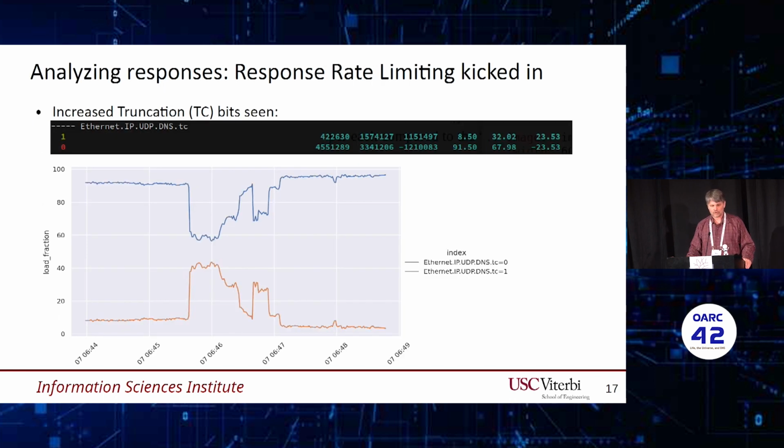I also looked at the truncation bit. Not surprisingly, the truncation bit kicks in because we're getting a lot of queries to one kind of thing, and you can see it mirrors. One of the things Taffy graph can do is compare percentages. So this is obviously percentages from 0 to 100. Low truncation bit during regular times, and then it went up quite a bit during the attack.